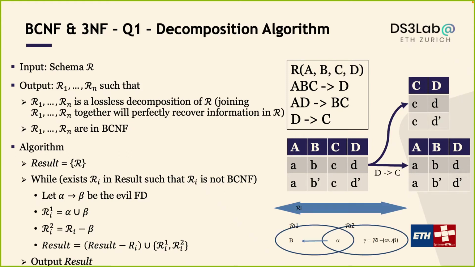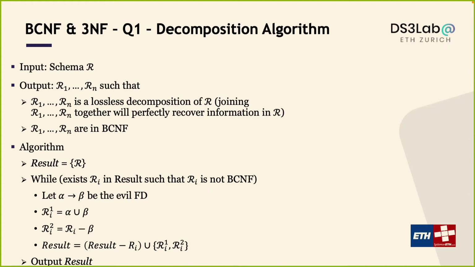The way to think about it is, once you have a functional dependency from alpha to beta, you try to decompose it. You have one relation containing alpha and beta, and then you have the original relation without the right-hand side. So that's the decomposition algorithm.